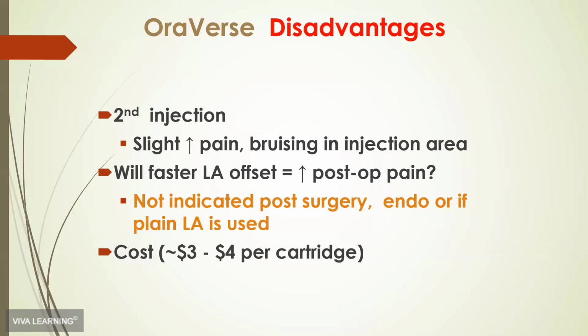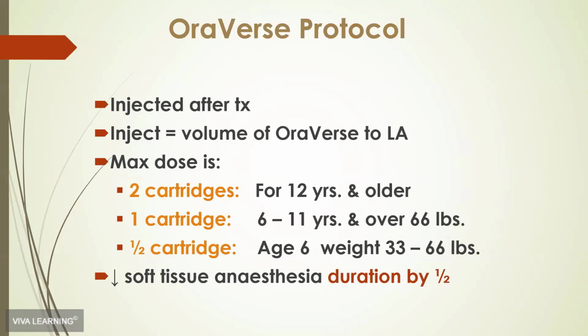But if you're doing something that hurts, if you're doing a root canal or an extraction, you probably don't want the local anesthetic to offset quickly. You want people to be numb for a period of time so that they have less discomfort 1, 2, even 3 days later. And so you wouldn't want to use this if you're doing a procedure that is particularly painful.